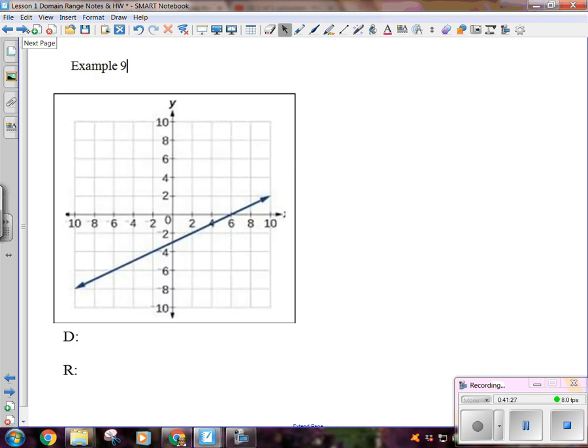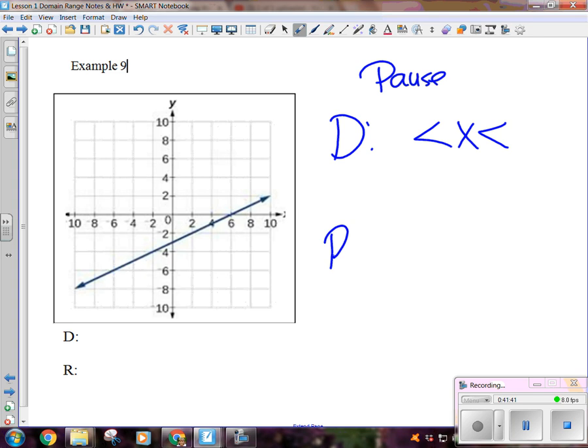And this would be the last one. I'm going to take some time and ask you to pause the video and see what you could come up with on your domain and range. I'll just make it bigger up here. X in the middle, less than, range. Y in the middle, less than.